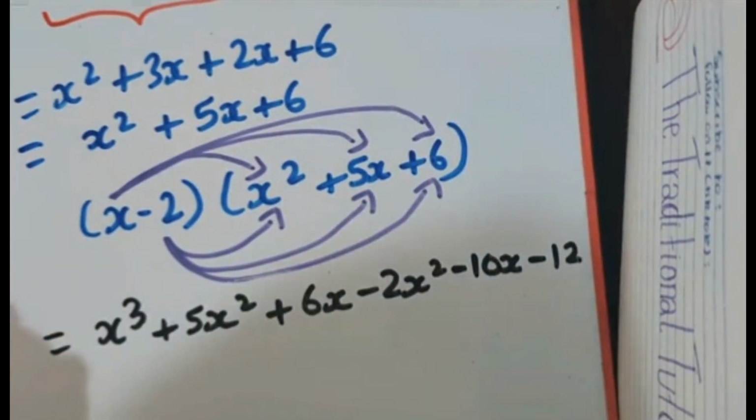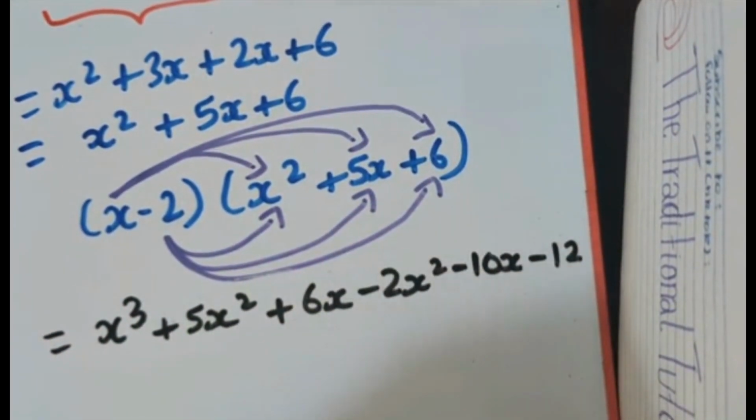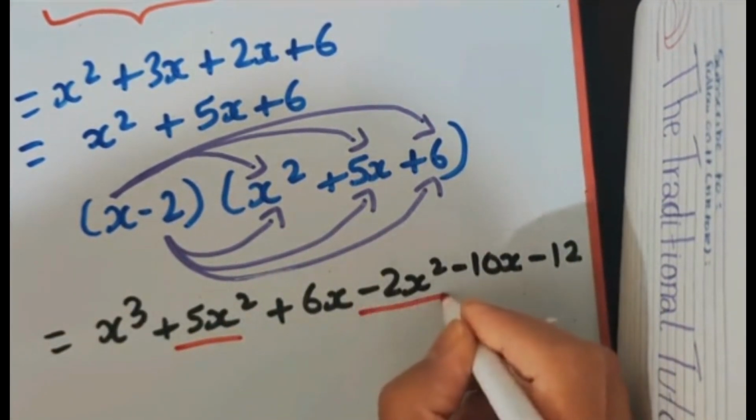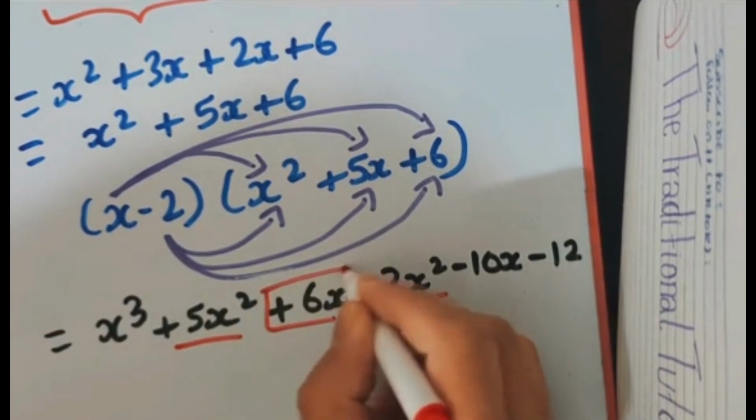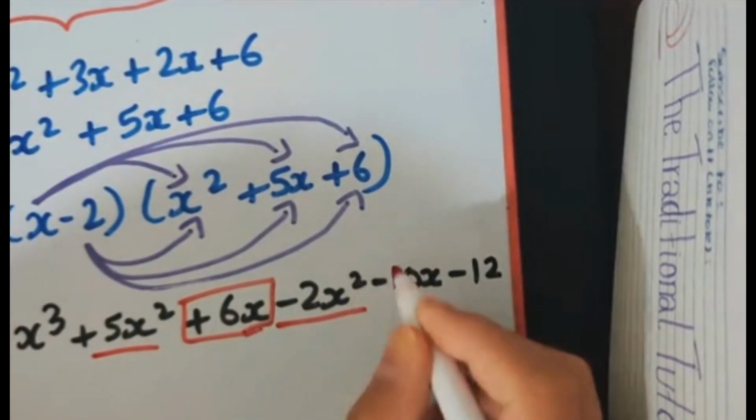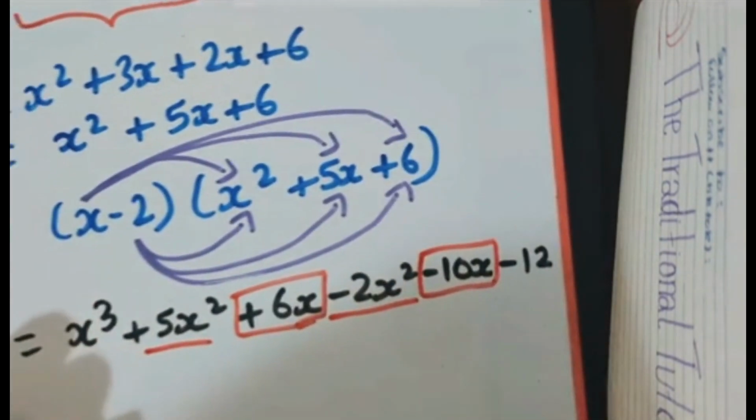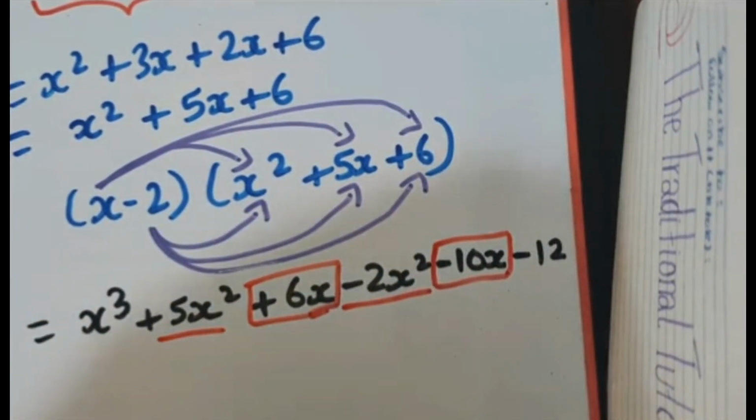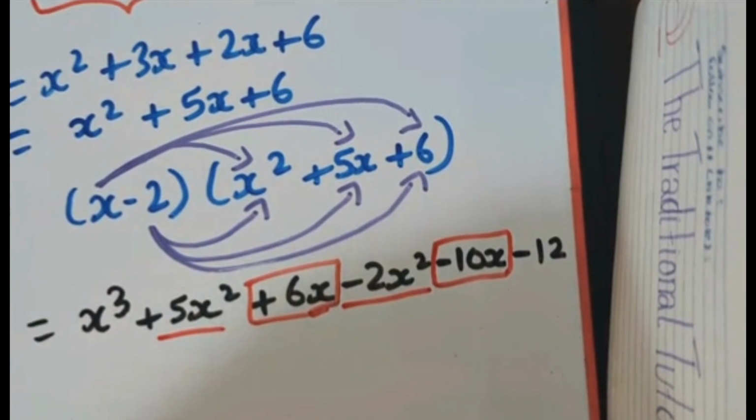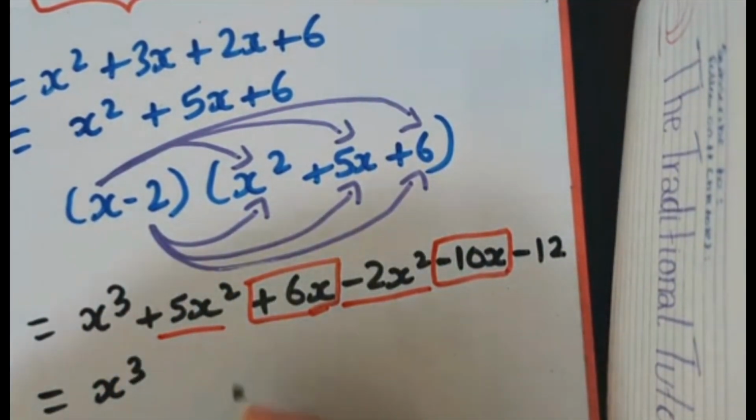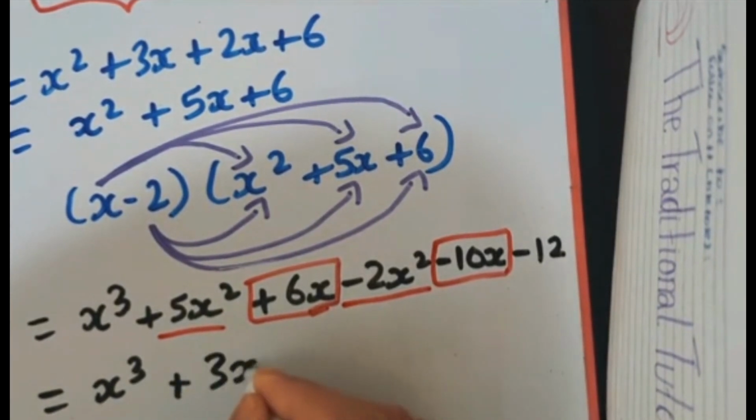And then finally, I need to collect my like terms together. That means I've got my 5x squared and my negative 2x squared, my positive 6x, and my negative 10x. They are a set of like terms, so I need to be collecting them in my final answer. So I've got x cubed finally, plus 5x squared minus 2x squared gives me plus 3x squared, plus 6x minus 10x.